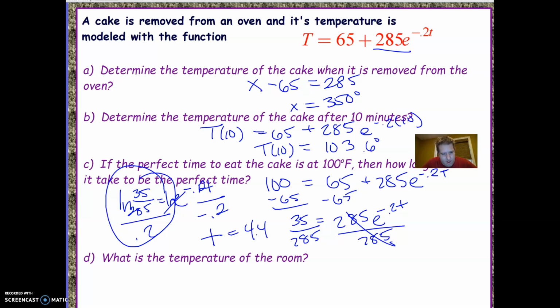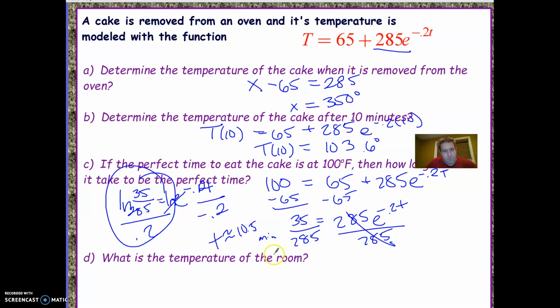Okay, so my chicken scratch handwriting reminded me that this is not 85. This is 285. So let me try that again. So natural log of 35 divided by 285, end parenthesis, divided by negative 0.2. And that's going to give me about 10.5 minutes. So T is about 10.5 minutes.